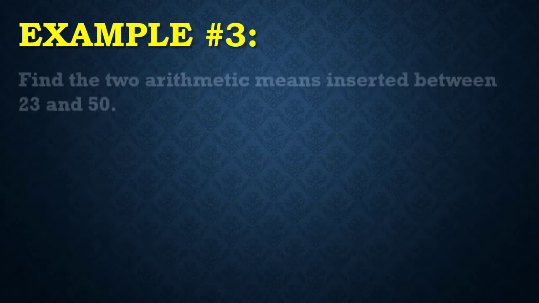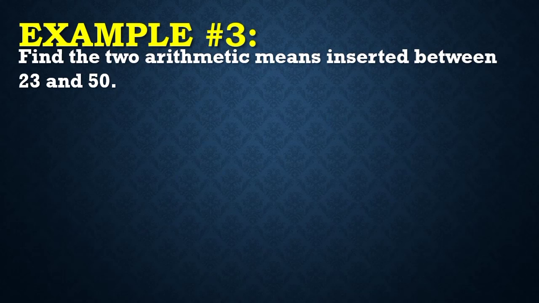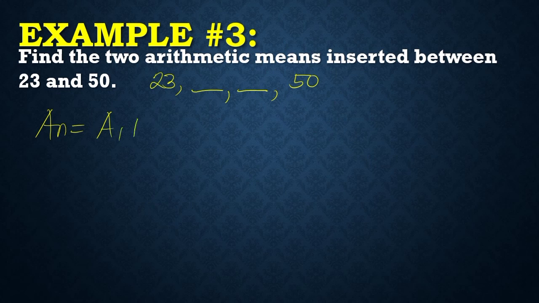Next, example number 3. Find the two arithmetic means inserted between 23 and 50. Okay. So, ang gagawin natin dito, una, lista muna natin yung mga terms, 23, and then ilang arithmetic means ang kinukuha natin na kailangan natin i-insert? Dalawa. Okay. And then, 50. Now, applying the formula of the arithmetic sequence, a sub n is equal to a sub 1 plus the quantity of n minus 1, d.